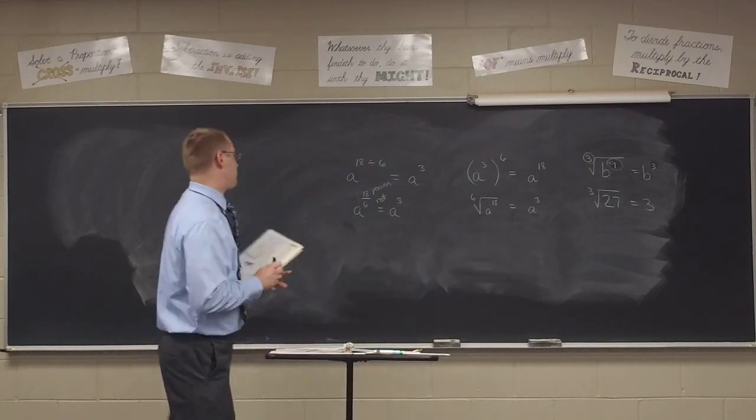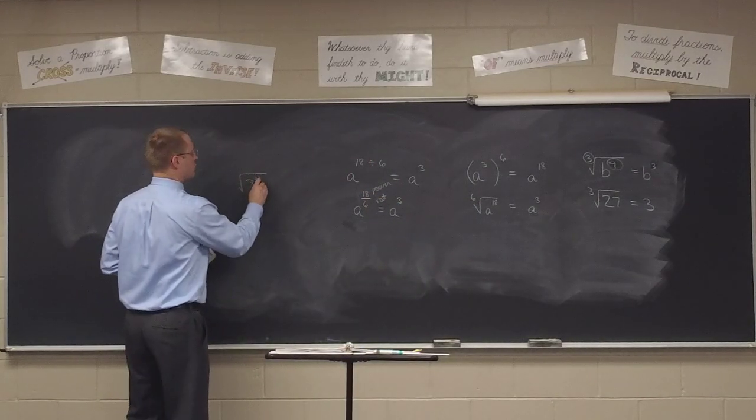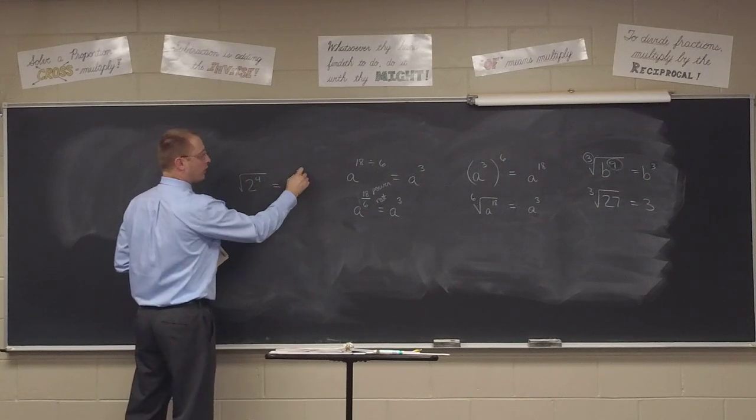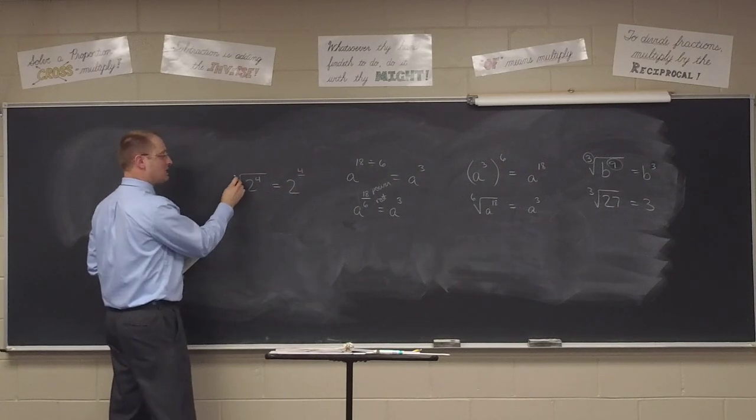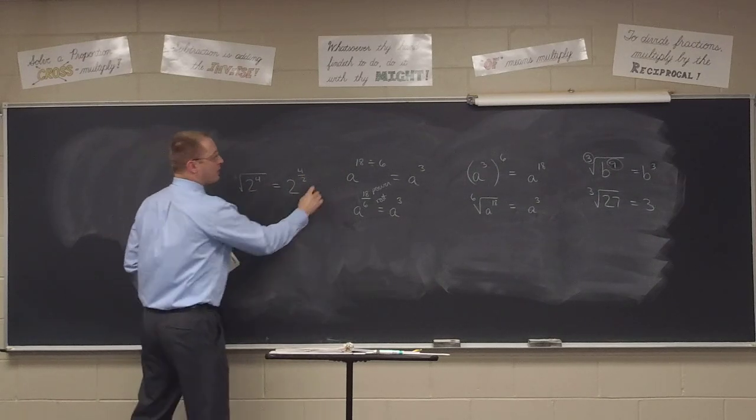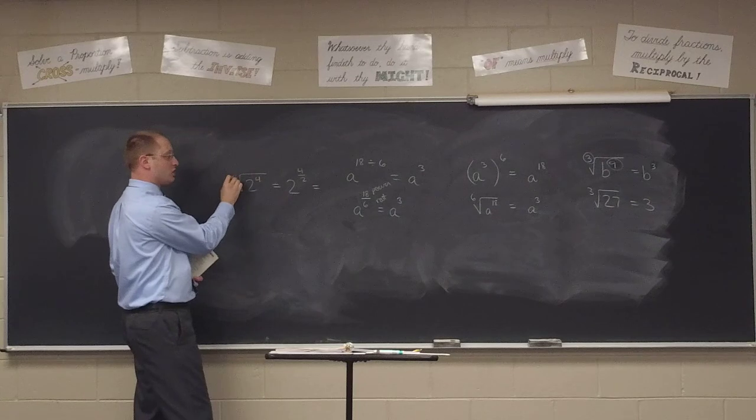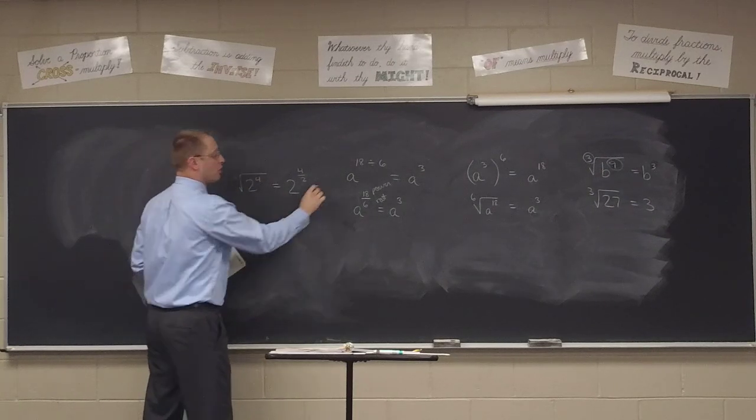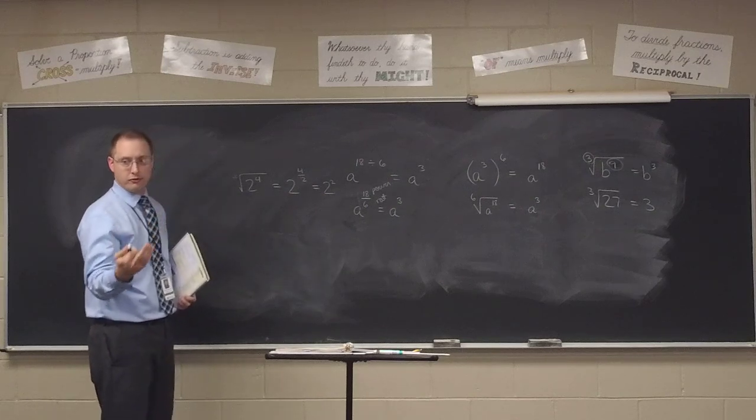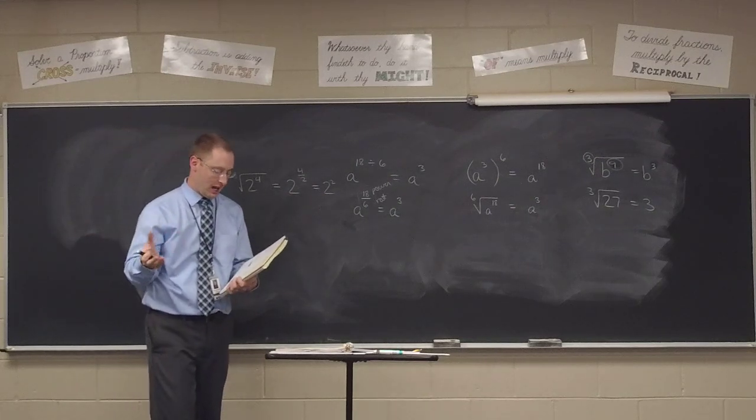Another way to think of it would be this. A square root of 2 to the 4th. Well, remember, we're going to take the exponent 4 and divide it by the index, which was the understood 2. But we know that 4 divided by 2 equals 2. So it's really 2 squared, which of course is 4. There's two different ways of looking at the problem.